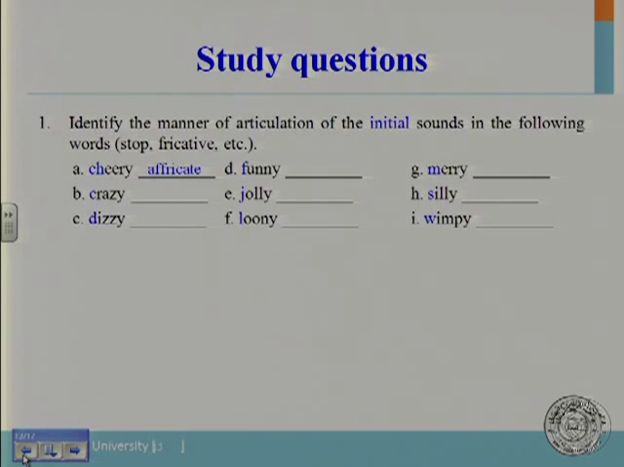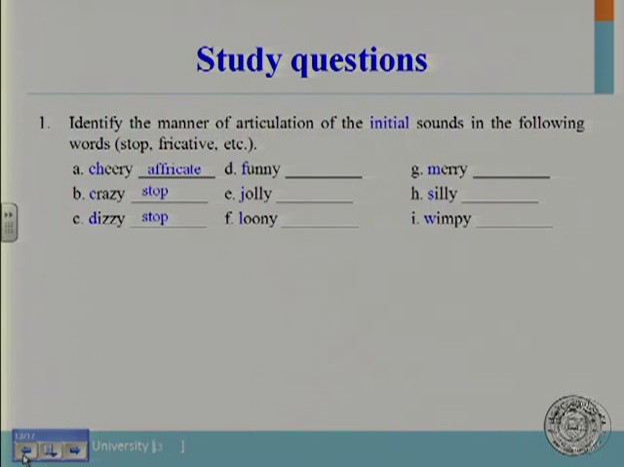Next is crazy. The first initial sound is k. It's a stop sound. It is a voiceless stop. Next is dizzy. D. Again, it is one of the stops, one of the plosives.